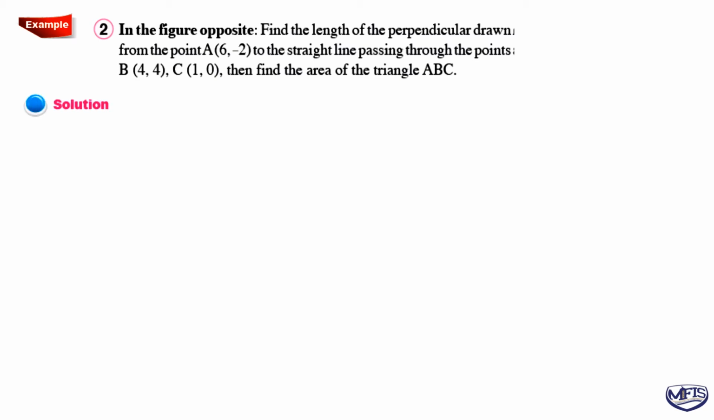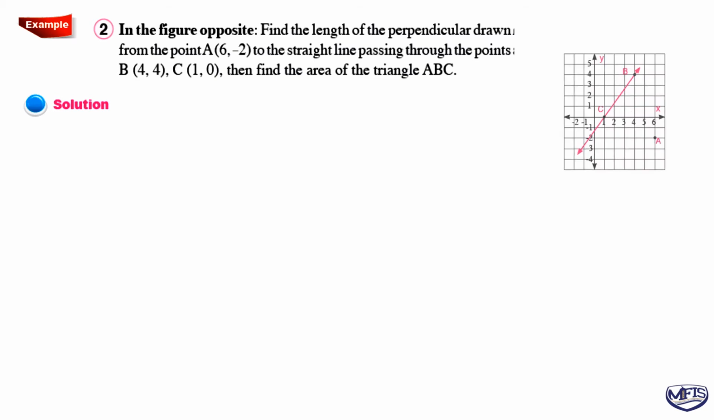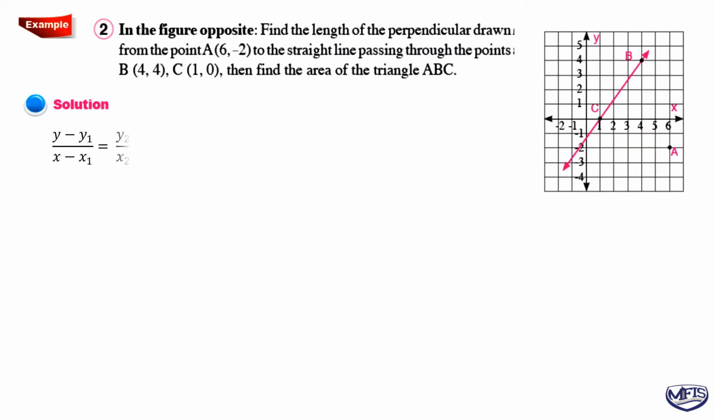So we want to form the equation of the straight line which passes through the points B and C. So we have the rule (y - y1) over (x - x1) equals the slope, which is (y2 - y1) over (x2 - x1).